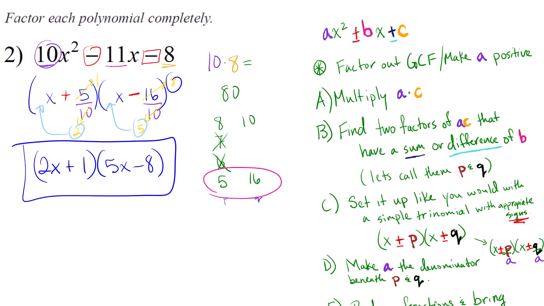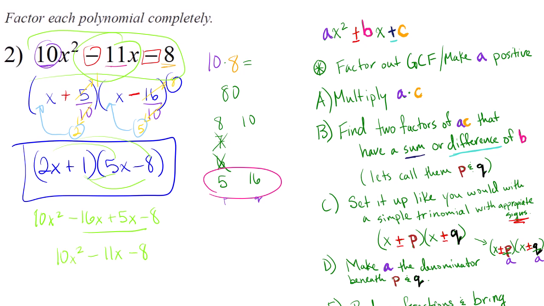Now, remember, how do you check your work? You can always go back through and just FOIL it, and you should end up with this up here. And you will, in this case. 2x times 5x is 10x squared. 2x times negative 8 is negative 16x. 1 times 5x is 5x. And 1 times negative 8 is negative 8. If we combine our like terms, we get negative 11x, just like we wanted. And then of course we have the minus 8 at the end and the 10x squared in the front. So we end up with this.